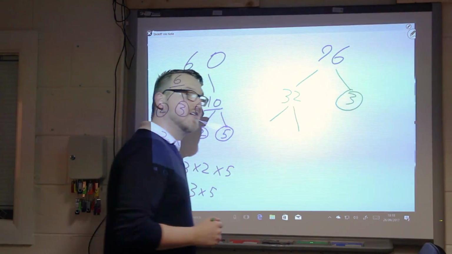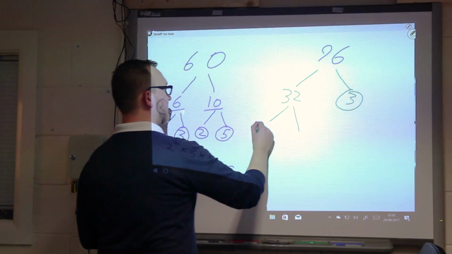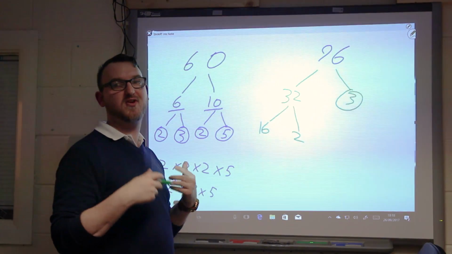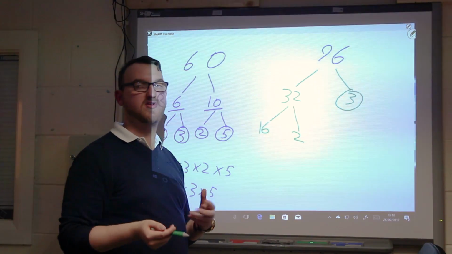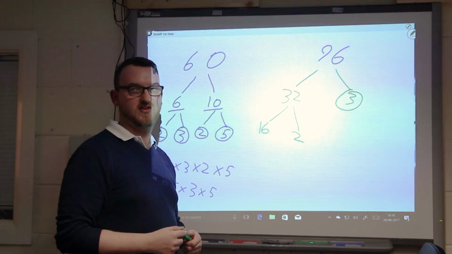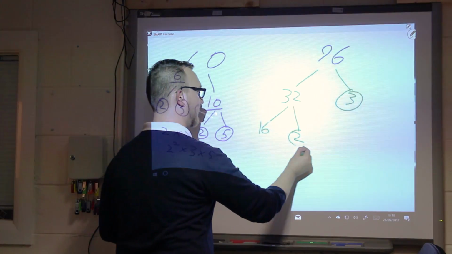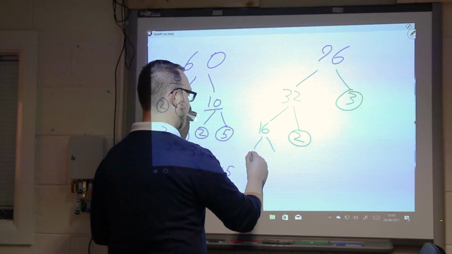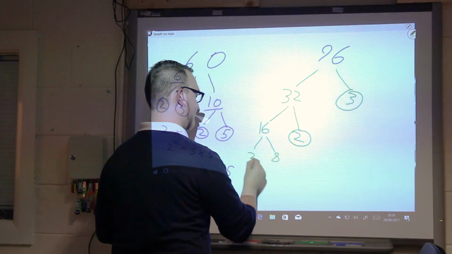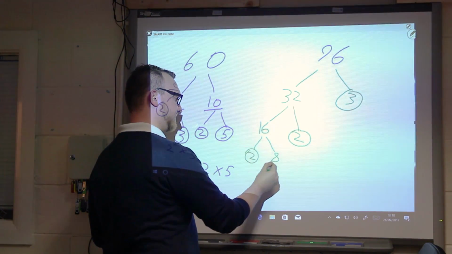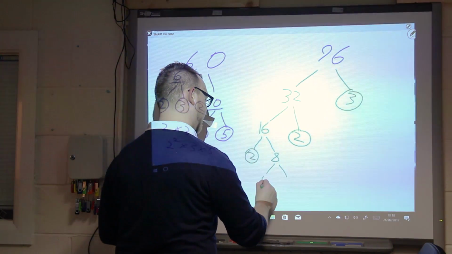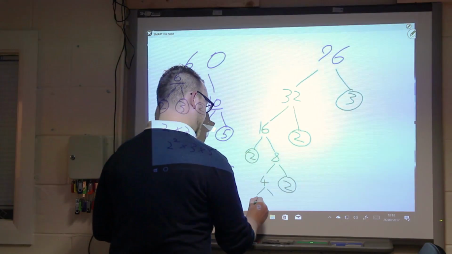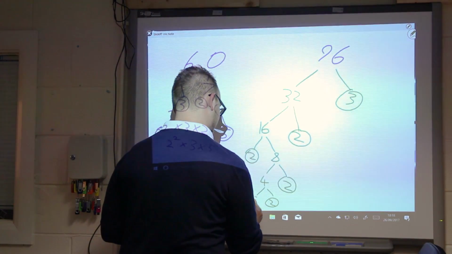32, well that can be broken up into 16 and 2. Again, half of 30 is 15, half of 2 is 1, add them together, 16. 2 is prime, we've already done that one. 16, that can be made with 2 and 8. 2 is prime, 8 isn't, so that is 4 and 2. 2 is prime, 4 is 2 and 2, both prime.